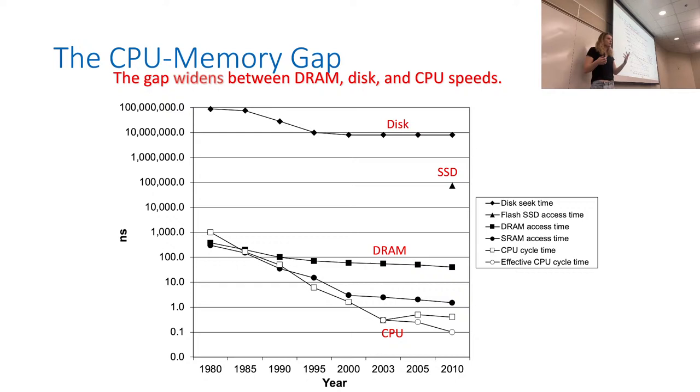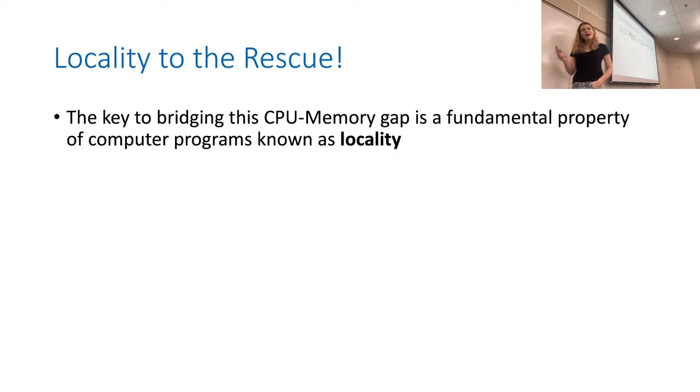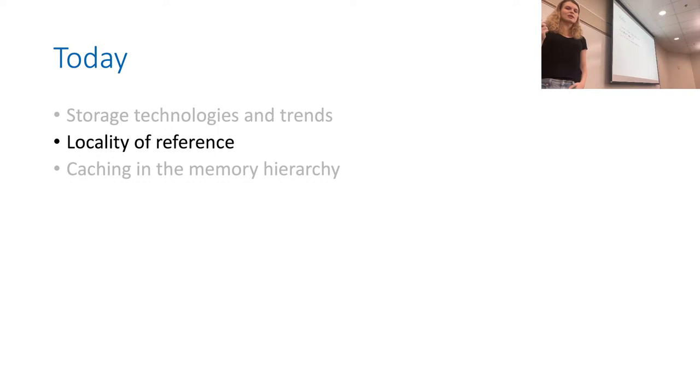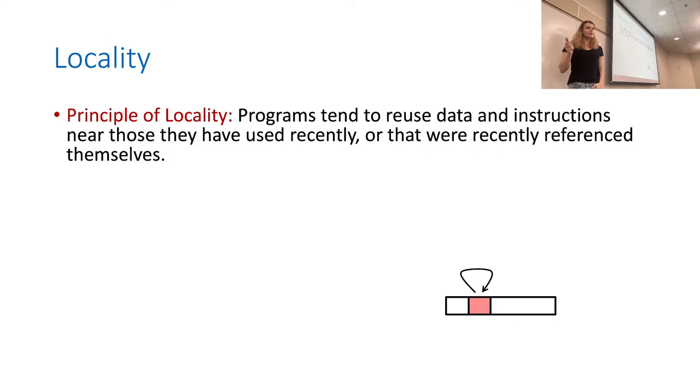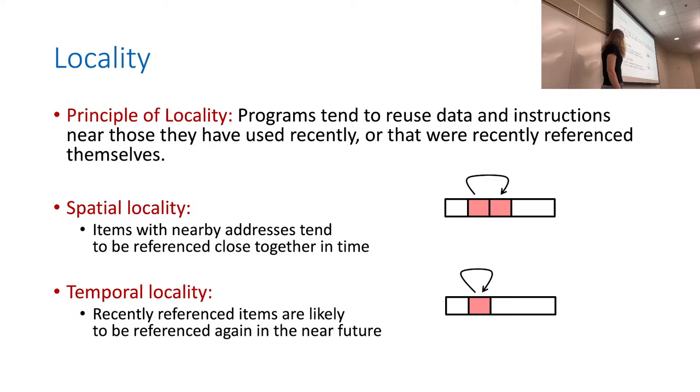But that only works because of the principle of locality. So the key to bridging this gap is a fundamental property of computer programs known as locality. There's gonna be two types. So the principle of locality is the idea that programs tend to reuse data and instructions near those that they have used recently or that were recently referenced themselves. Okay? So, there's two types of locality here, spatial and temporal. So, spatial: items with nearby addresses tend to be referenced close together in time.